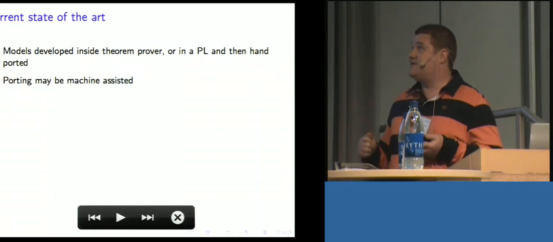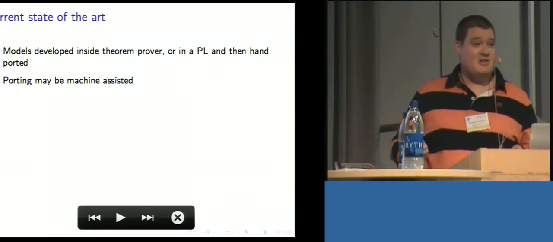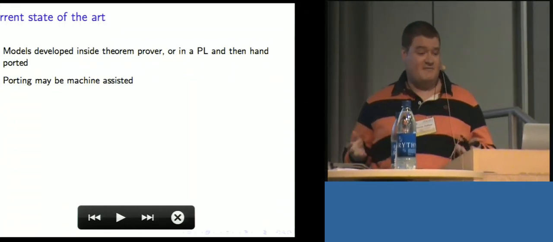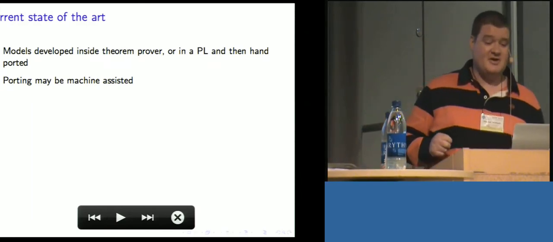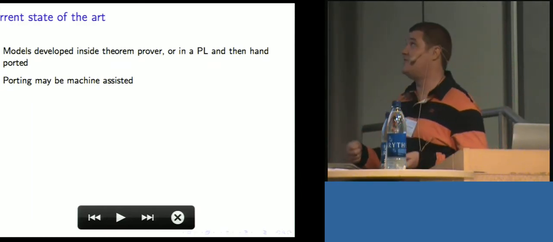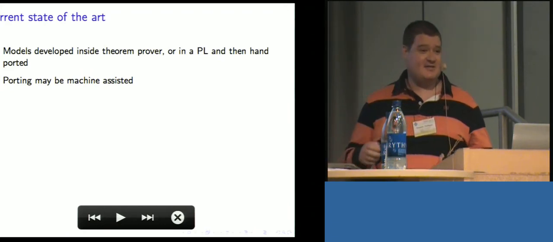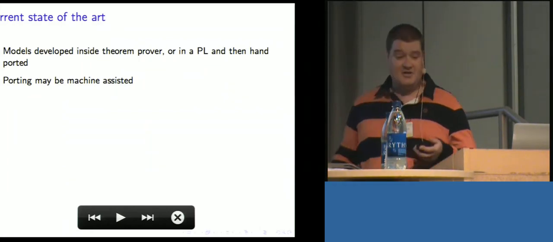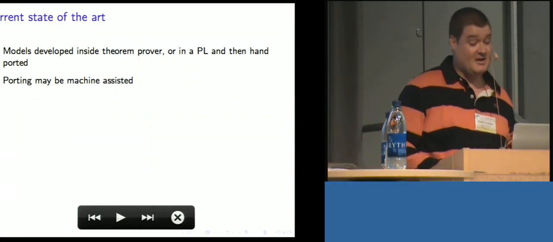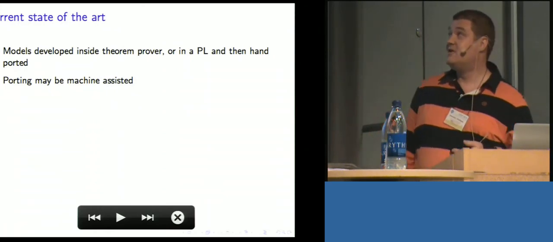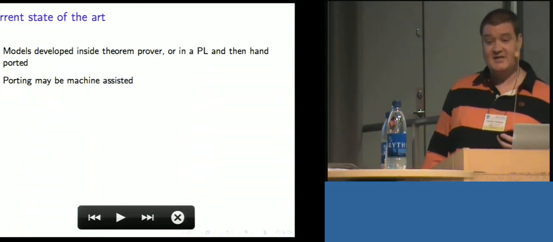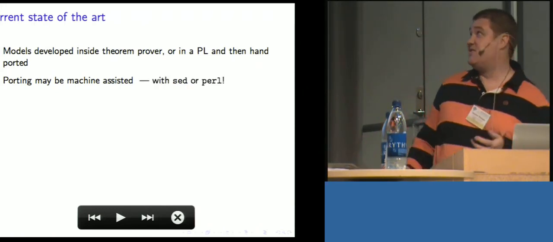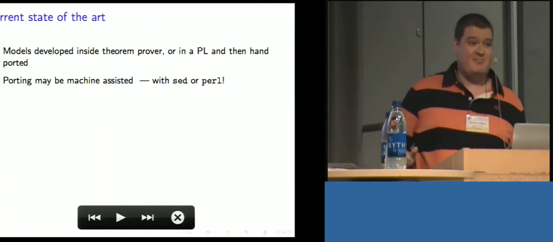For example, it's quite typical to build such a model within the internal logic of a theorem prover like Isabelle or Coq. Or, to take an alternative approach, you could first build a prototype in a functional programming language like OCaml or Haskell, test that, do all your refactoring there, and then when you're sure it's correct, port it into the internal logic of a theorem prover. Usually this porting is done by hand, although there may be a degree of machine assistance. But the machine assistance is often sed or Perl scripts. There's nothing principled at all.